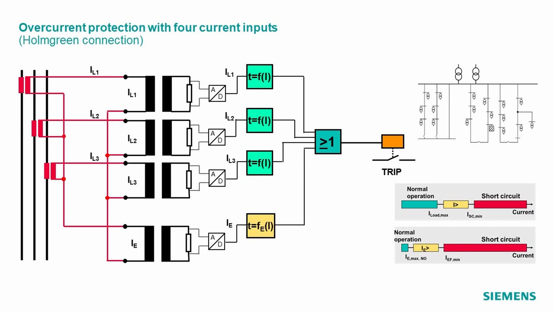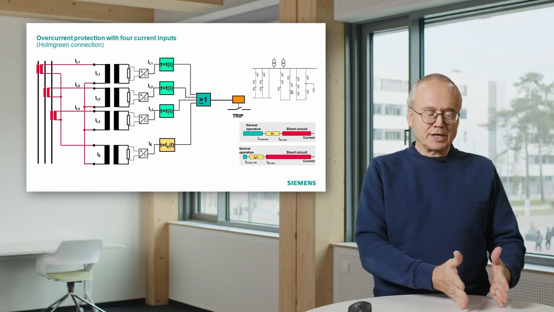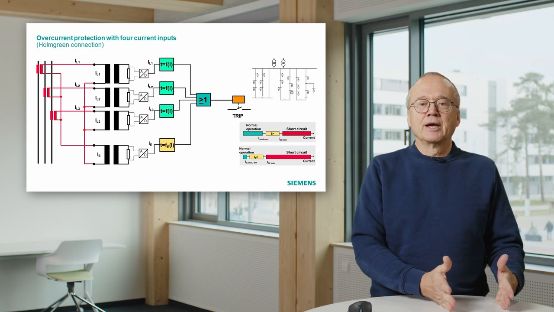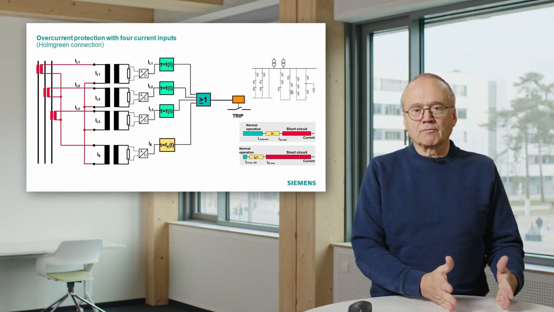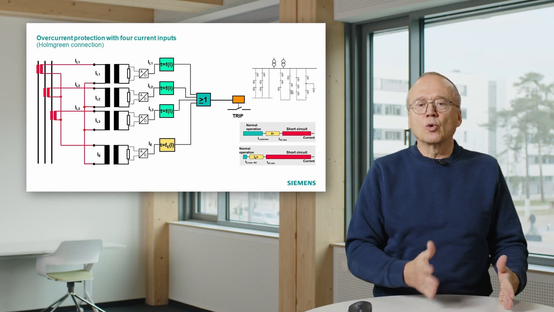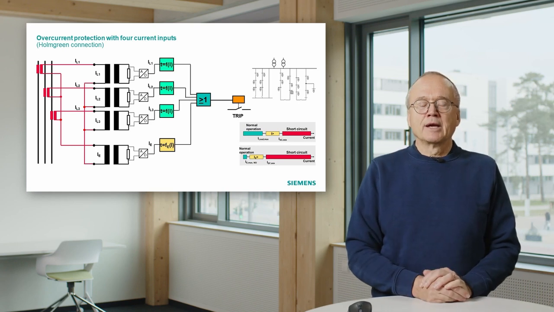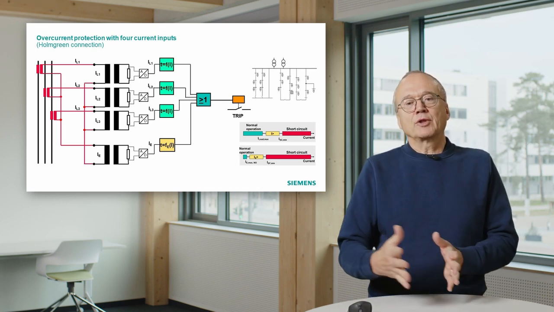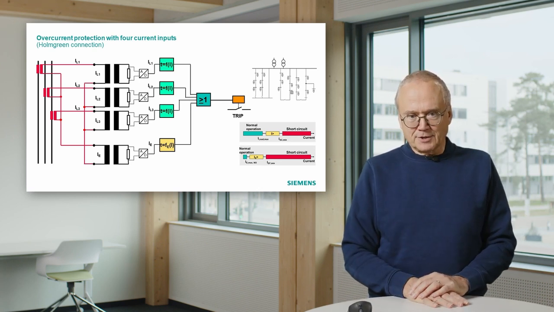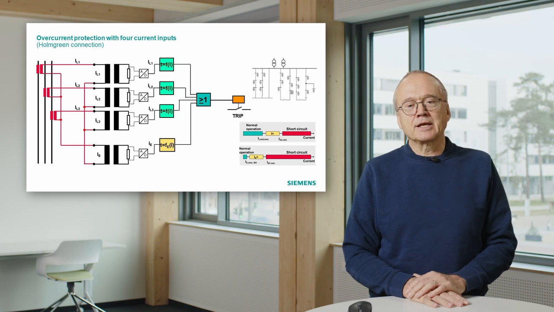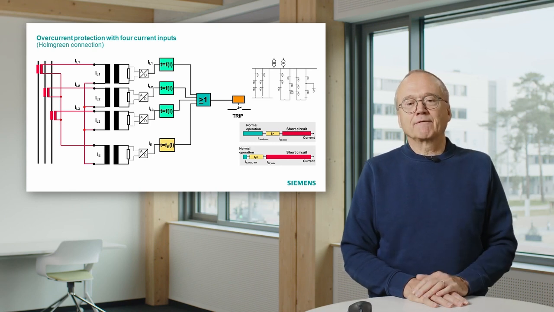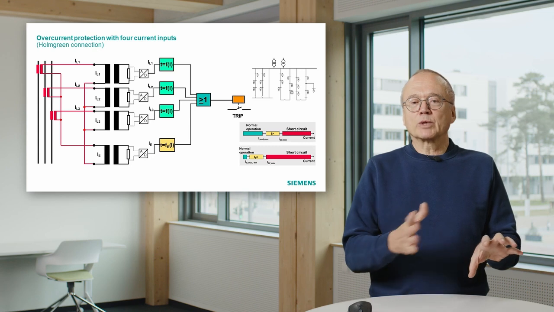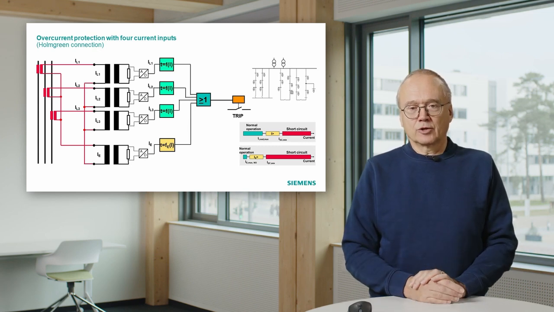Remember then, in the right bottom corner I show these diagrams about the setting. We always have to consider there's a certain range of current which we see in normal operation. For the phase current it's from 0 to a maximum load current. For the earth current it's a very small value. And then we have the range of short circuit currents, which is indicated in red color here, and we normally have a setting value somewhere between the red and the green area.